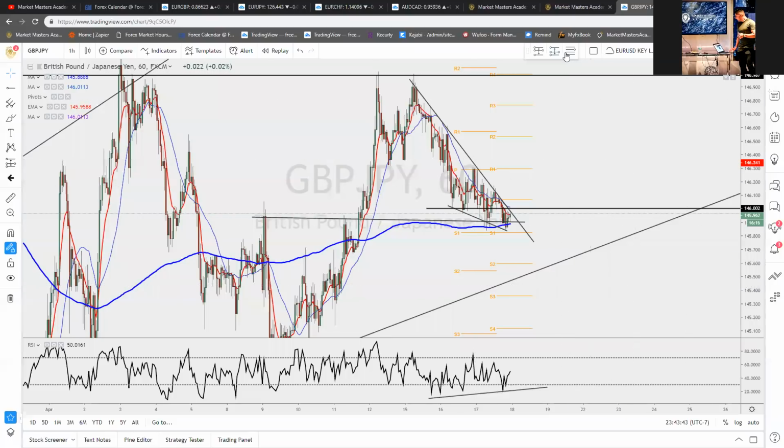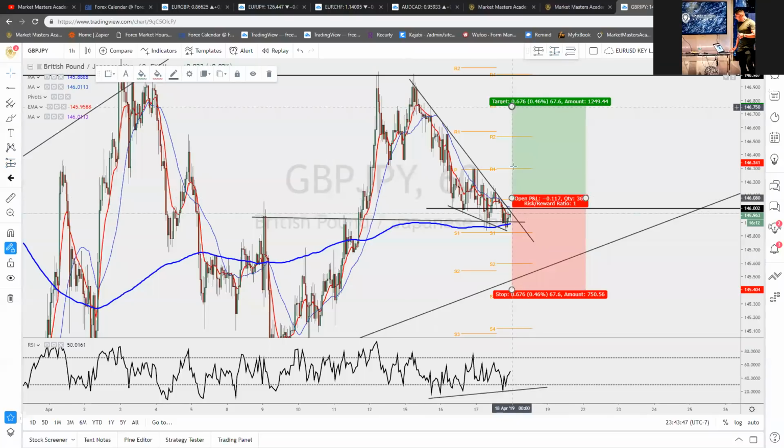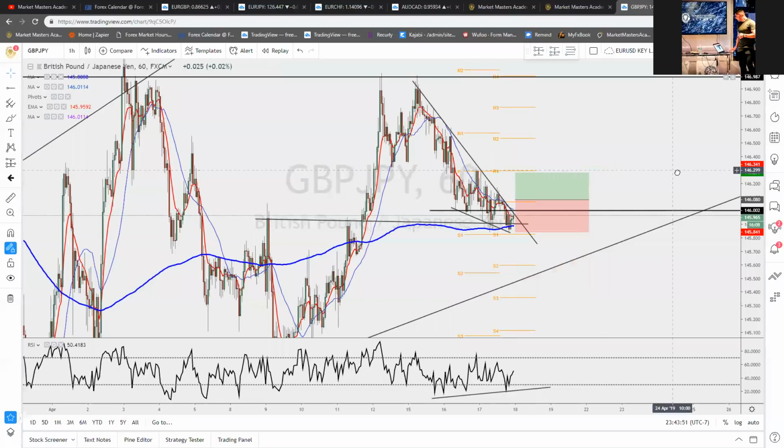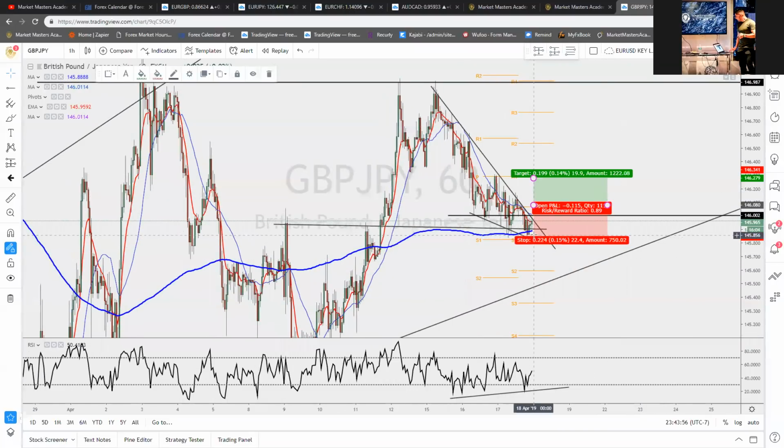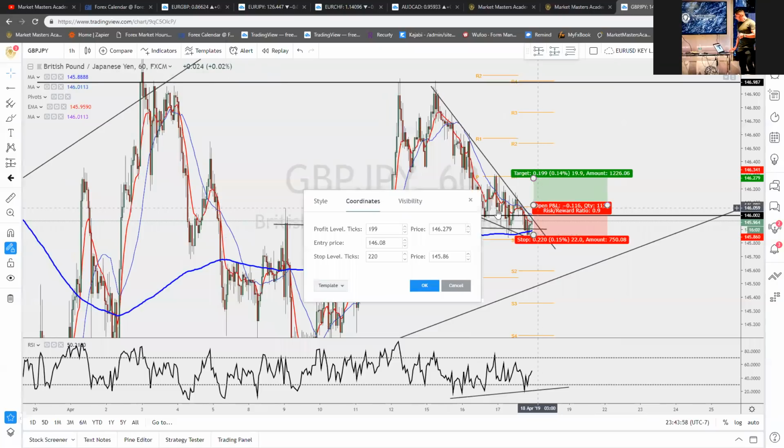But anyways, as far as GBP JPY goes, I want to say this could be a pretty quick 200 micropip move, catching it at around 0.60.